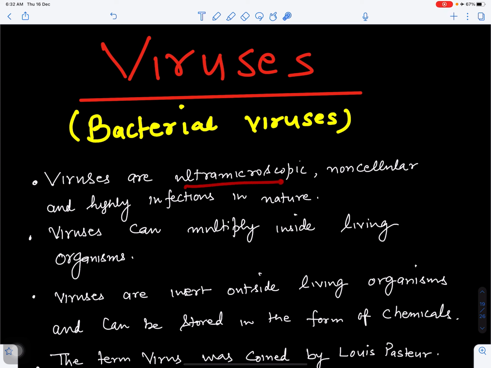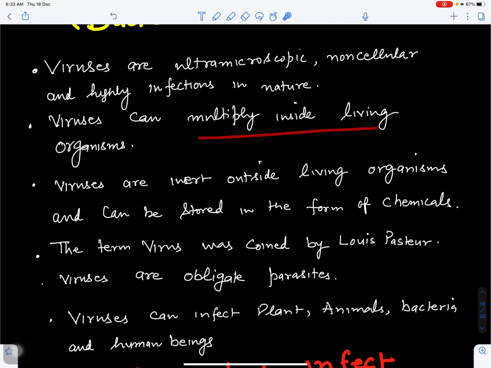Viruses are very small in size, so they are ultramicroscopic. They are not made up of cells, so they are non-cellular, and they cause many infections, so they are highly infectious. They can infect plants, animals, human beings, as well as bacteria. Viruses can only multiply inside a living organism, and outside it they are inert. We can store them in the form of chemicals.